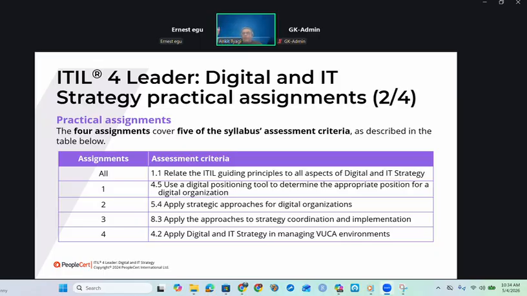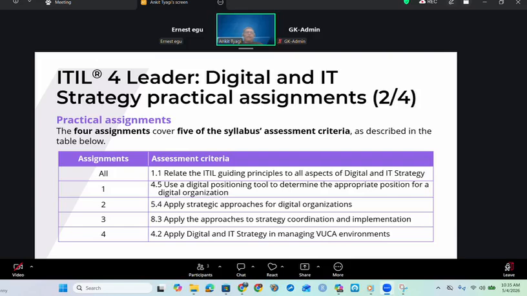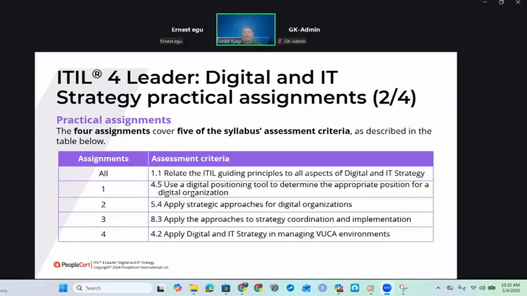And the fourth one, applying digital and IT strategy in managing the VUCA environment: the volatility, uncertainty, complexity, and ambiguity within the environments. There can always be certain industries, certain markets wherein VUCA factors are high, which means highly volatile, highly uncertain, highly complex, highly ambiguous. On the other hand, there can be certain industries or markets which are more stable. So how do we understand those VUCA factors and how do we implement actions related to them is what we are going to focus on within assignment number 4.